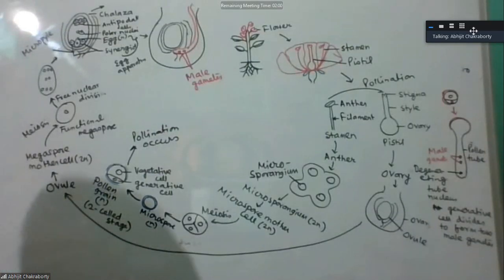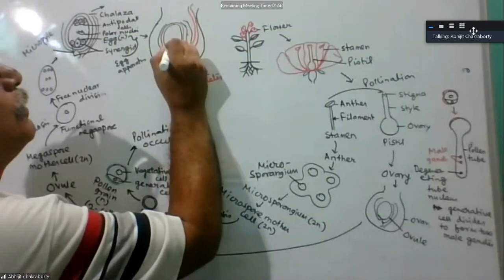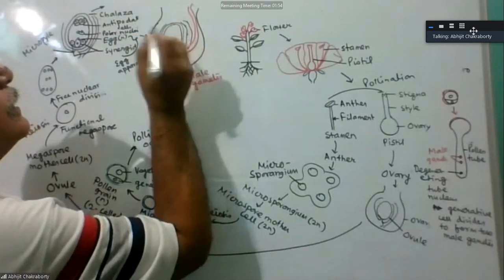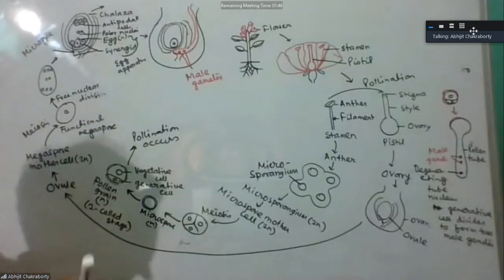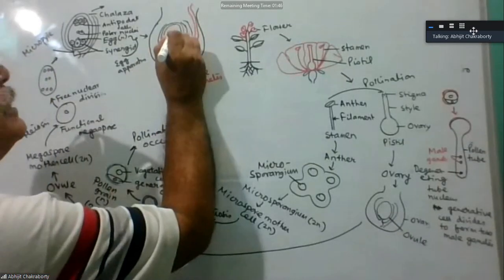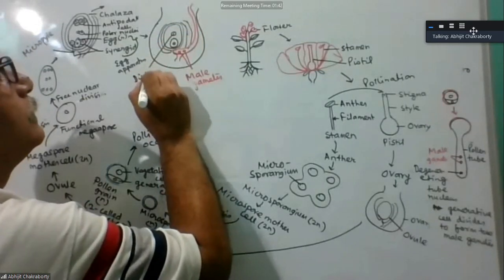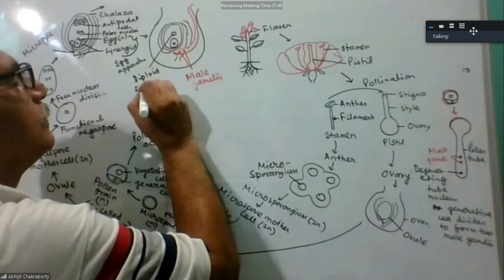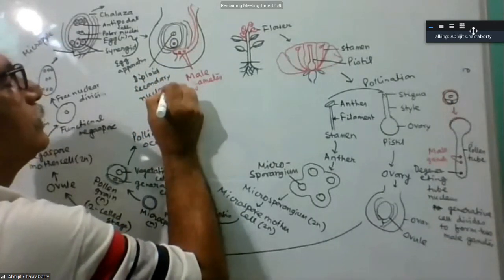In the center, just before fertilization, only the egg is present. Synergids and antipodal cells degenerate. The two polar nuclei may fuse to form the diploid secondary nucleus.